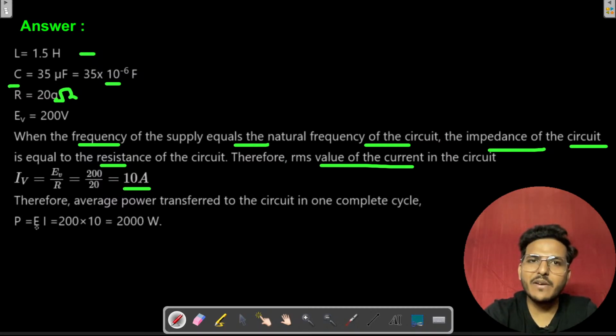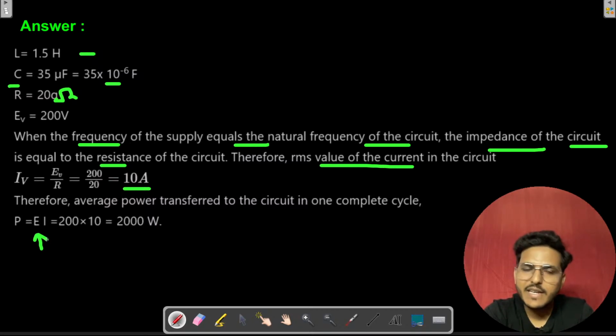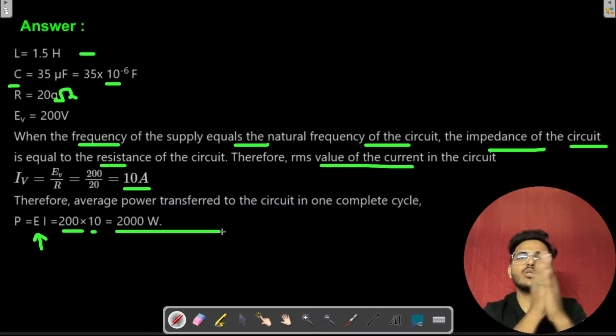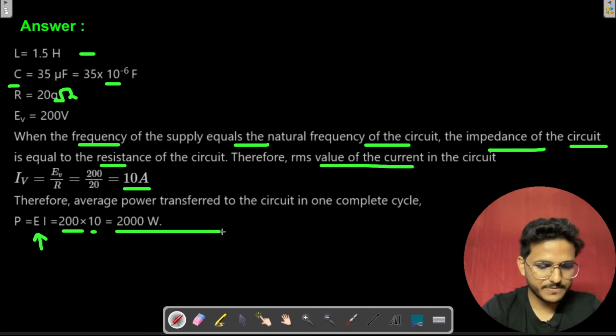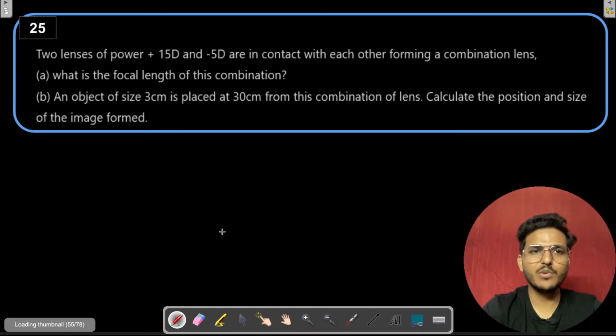And what is the average power? P equals VI. Here we use that V as the EMF E. So P equals EI. E is 200 and we already calculated current is 10. That means it will be 2000 watt. Moving to next.